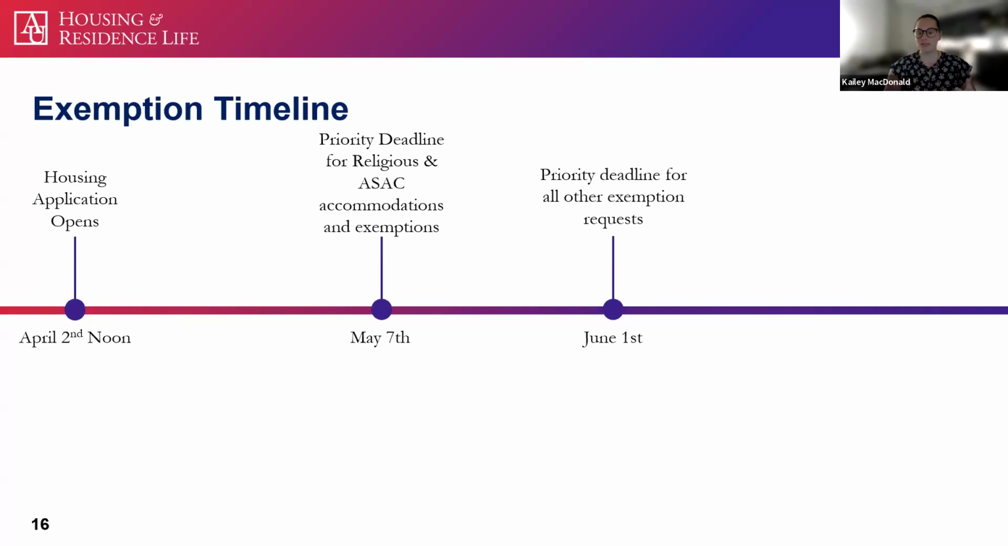So if you fall into any of those categories, you're over 22, you are in a domestic partnership, that would be your deadline to submit all of your documentation. And then lastly, June 30th. If you do submit an exemption request, we will respond to you by June 30th to make sure that you have enough time to take that response and continue in your process, if you are living off campus or living on campus.